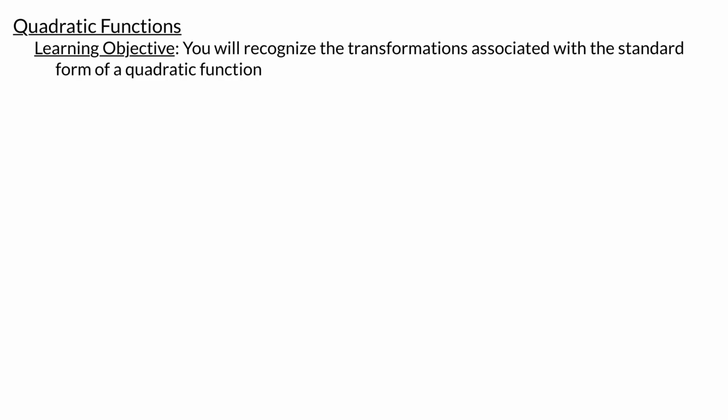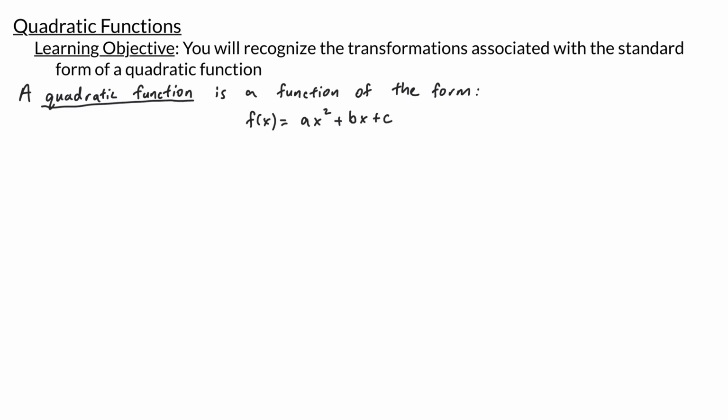In this video, we'll be talking about quadratic functions. We'll learn about something called the standard form for a quadratic function, and we'll also learn about some of its key features. A quadratic function is a function of the form f of x equals ax squared plus bx plus c. This almost looks like a linear function in that it has some number times x plus another number, but the big difference is that there is an x squared term for quadratics.